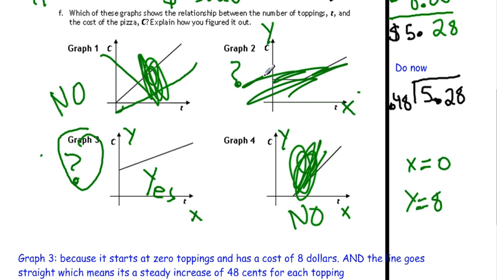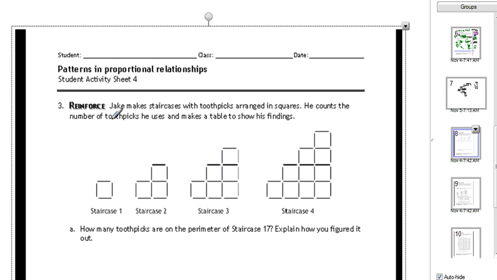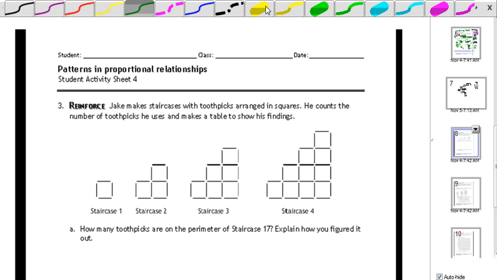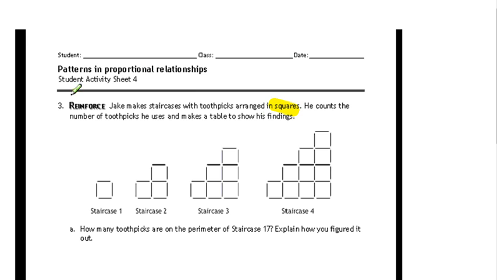All right. For problem number 3, Jake makes staircases of toothpicks and arranges it in a square. So we're doing another pattern problem. He counts the number of toothpicks and uses it to make a table to show his findings. All right, so we've got staircase 1, staircase 2, staircase 3, staircase 4. So it's 1, 2, 3, and 4.